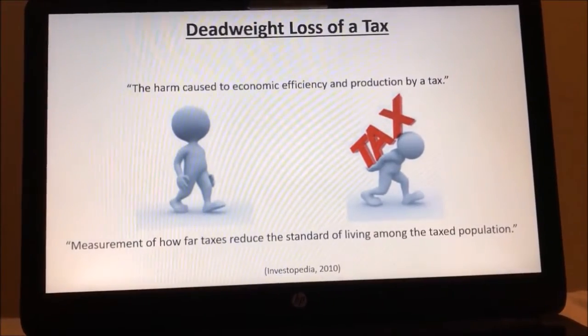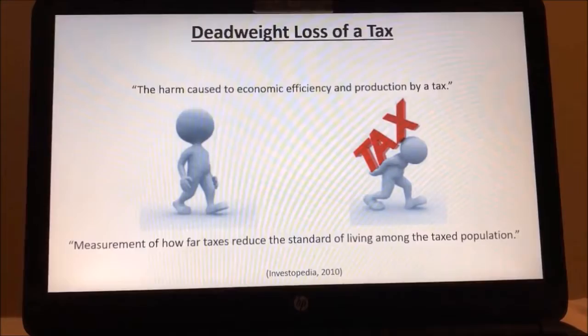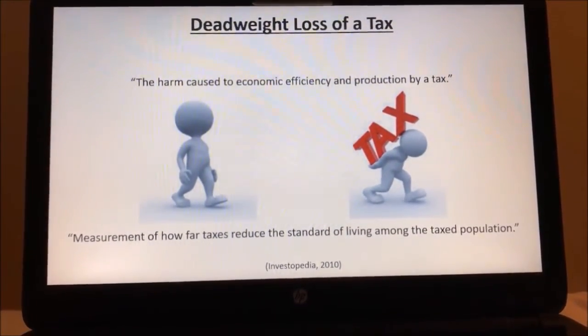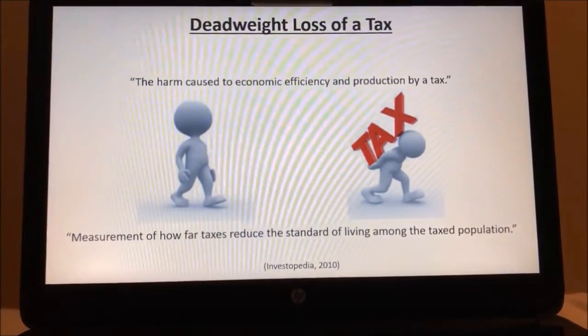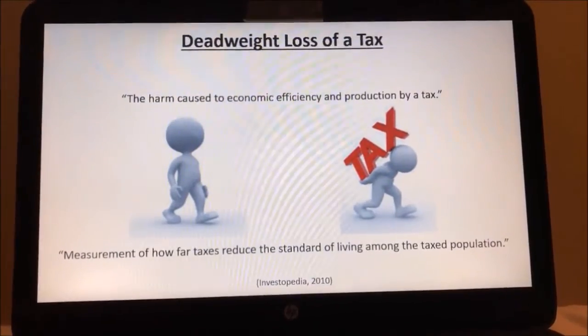Deadweight loss of a tax, according to Investopedia, is the harm caused to economic efficiency and production by a tax. Or, in other words, it's the measurement of how far taxes reduce the standard of living among the taxed population.